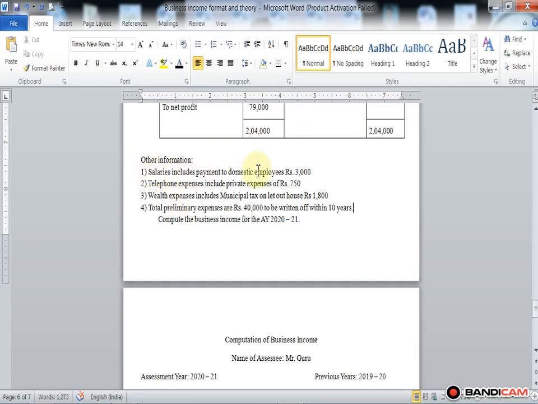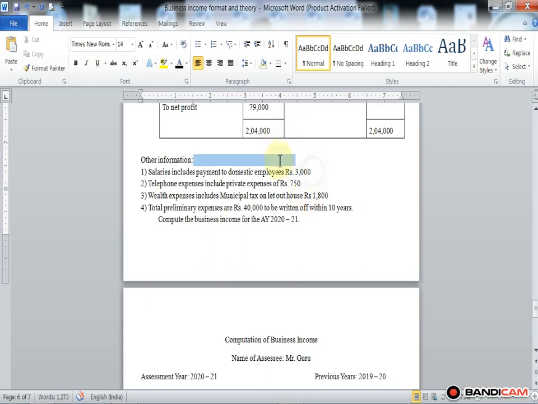Here we start from the additional information, then we go to solve the problem. First adjustment: salaries include payments to domestic employees. It means the salary includes a payment to a domestic servant. Domestic means a home servant, employed in the home of the owner. So it is a personal expense, but it is included in the salary of the business employees. So it is disallowed, and this 3000 is added to our net profit.